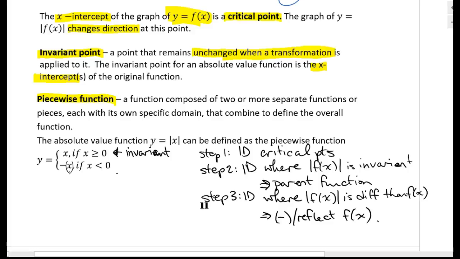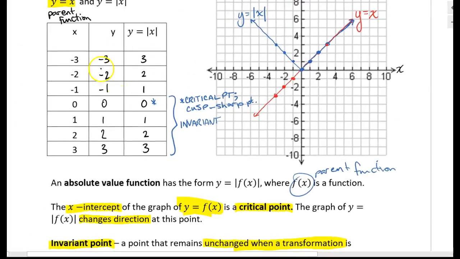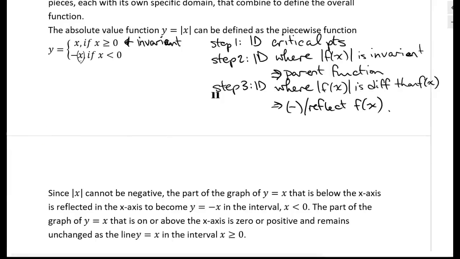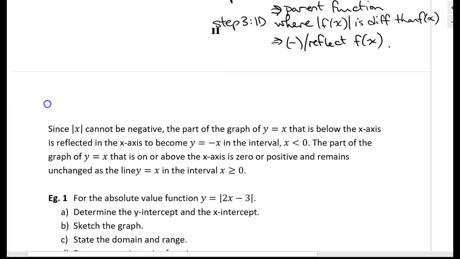So I need to take the negative of it, because otherwise I would have ended up with negative values. So I need to recognize that I need to change the sign from my parent function. And we see that here in our table of values from negative to positive. Well, if we take negative of -3, then that's equal to +3, which is what we did right here. Okay. So that's kind of what all those words mean.